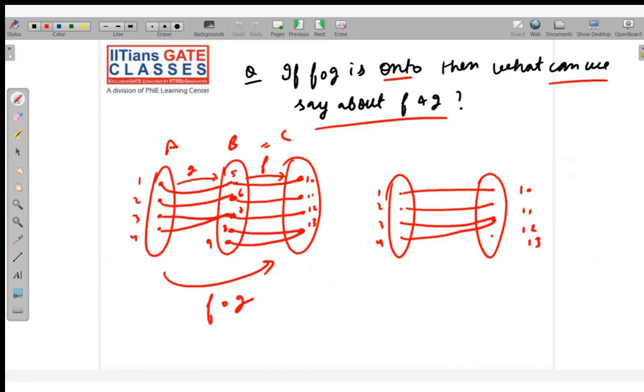So both are mapped here. So here we have left out one thing. So this is FOG. So F should be onto, no? 1 to 5, 5 to 10, 2 to 6, 6 to 11, 3 to 7, 7 to 12, and 4 to 7, 7 to 13. So what can we say about F and G for onto?